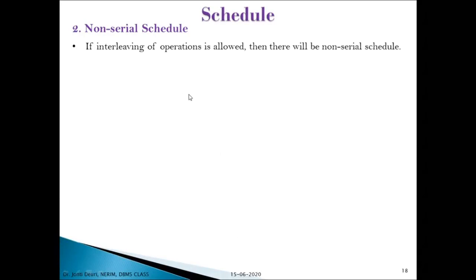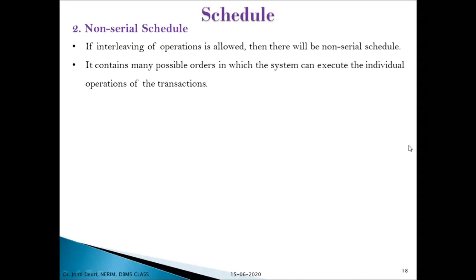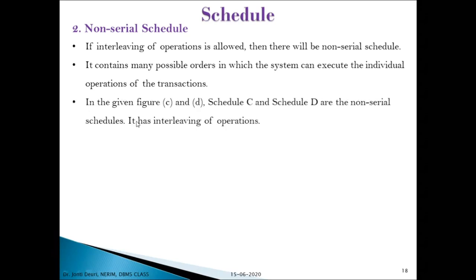In a non-serial schedule, interleaved operation is allowed. That means in between we can do the operations of the first transaction, and after that we can do the operations of the second transaction also, right? So it is not serial. While one transaction's operations are going on, in between we can interrupt, interleave again, and do the operations for transaction 2 also, but that order you should maintain.